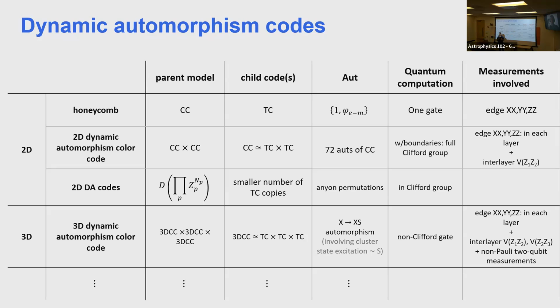And so without boundaries, you can actually show that the most you can have is the real Clifford group, or a subgroup of the real Clifford group. So you will never get an S-like gate, because you can't change X to Y. There's some sort of parasitic symmetry going on.